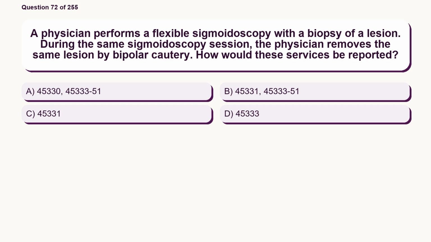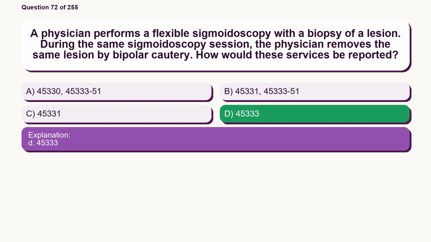Option A, 45,330, 45,333 to 51. Option B, 45,331, 45,333 to 51. Option C, 45,331. Option D, 45,333. The correct answer is option D, 45,333. D, 45,333.